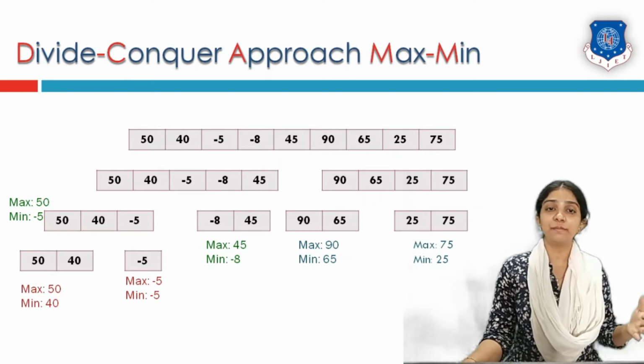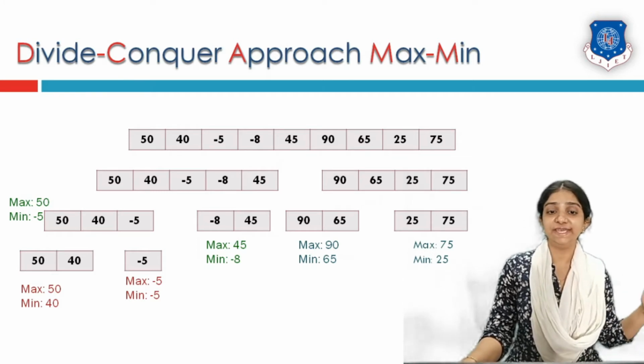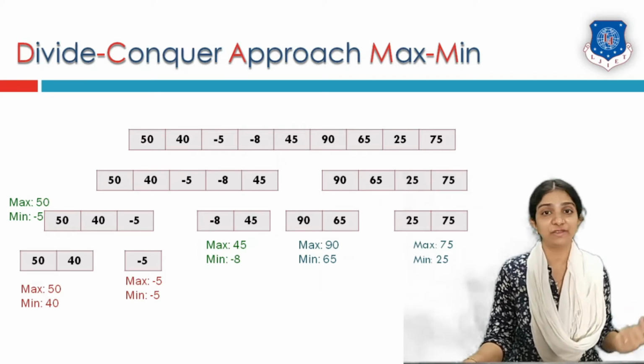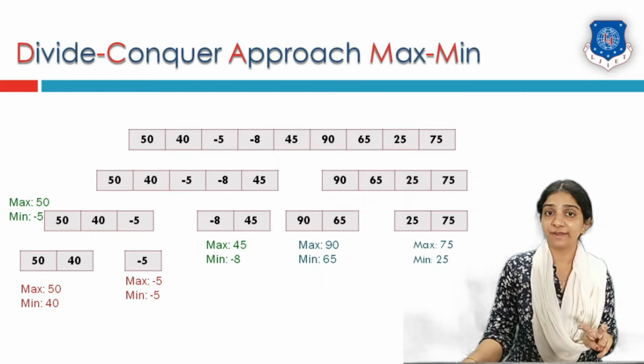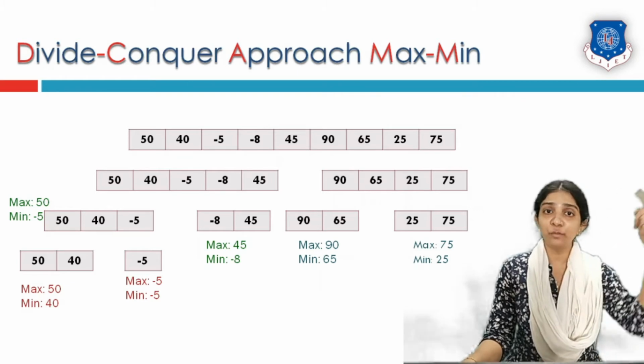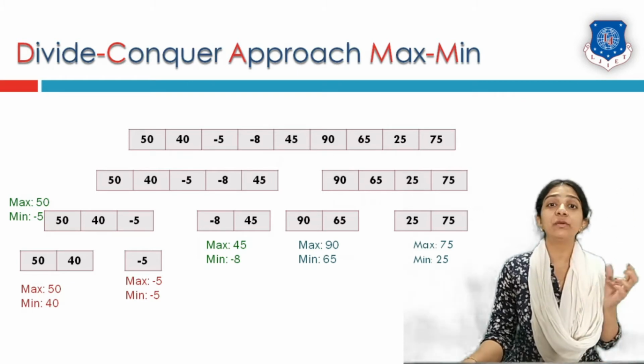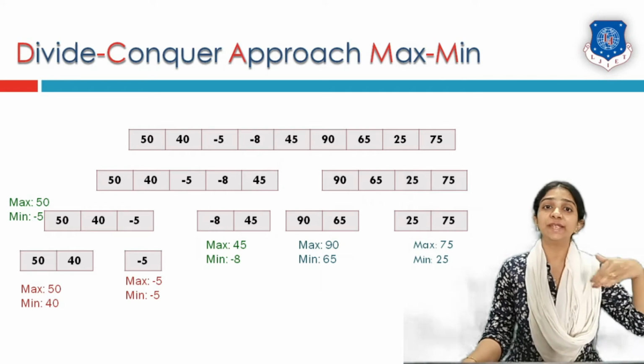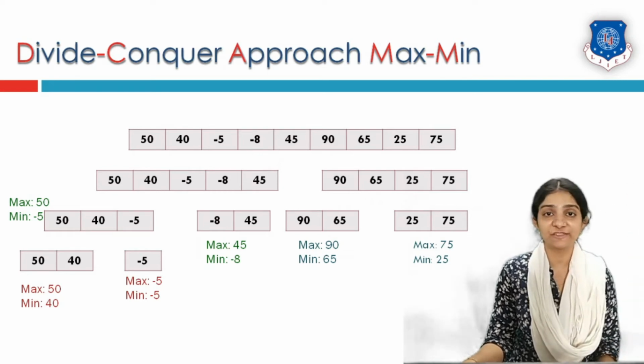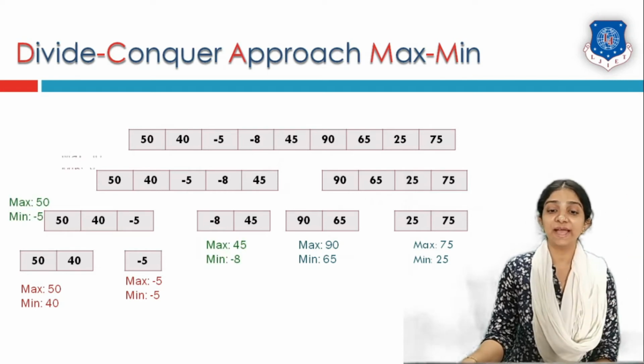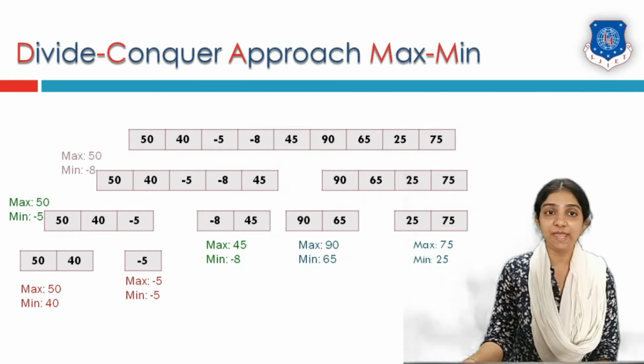Similarly, we are going to combine 50, 40, minus 5 with another sublist, minus 8 and 45. We are going to compare their max elements to find the new max of the upper sublist, and we are going to compare their min values to get the new min value of the upper sublist. Similarly, we will get new max as 50 and new min as minus 8.